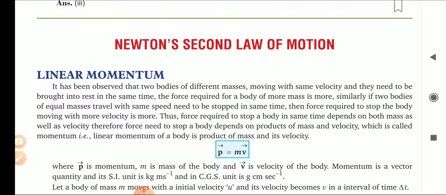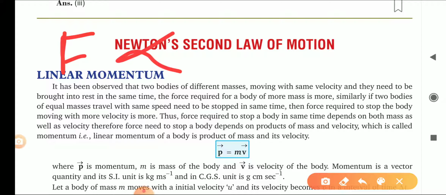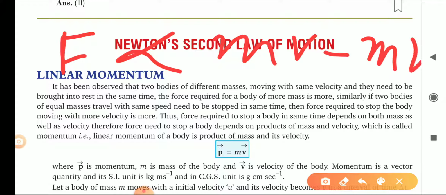Just see, we can write it in this way: the impressed force, suppose we write it as F, is directly proportional to the rate of change of momentum. What is the meaning? First we write the change in momentum, that is mv minus mu. That means change in momentum. Rate means divided by time. Rate of change of momentum. That is, F is directly proportional to (mv minus mu) upon t.